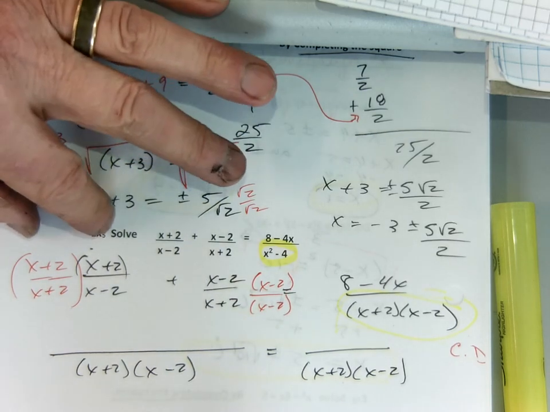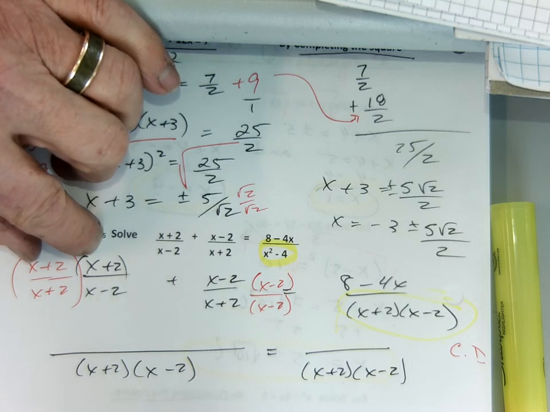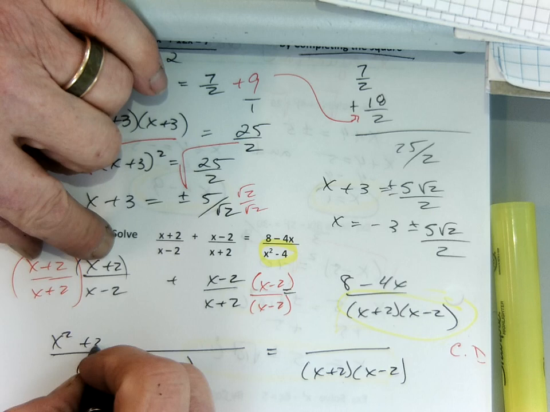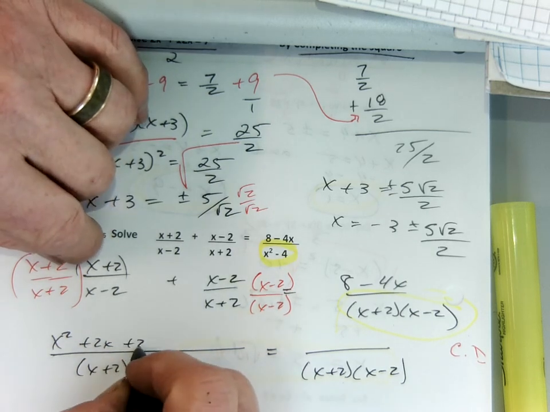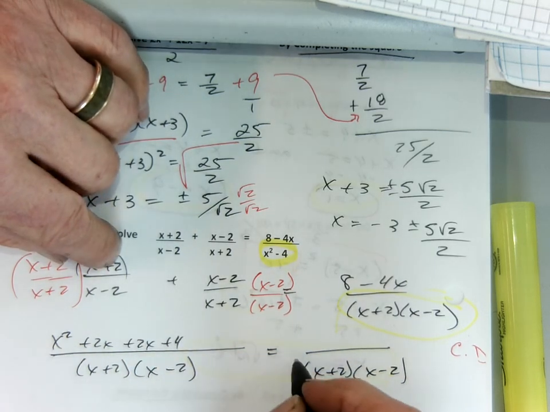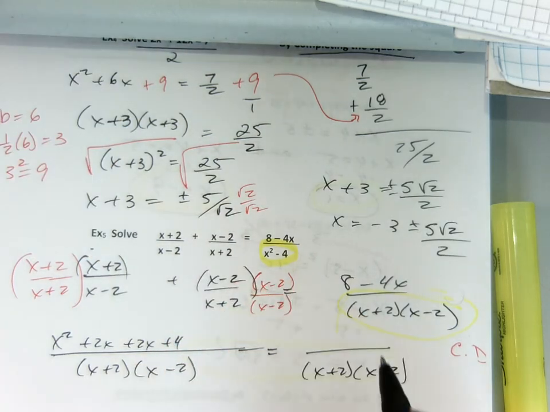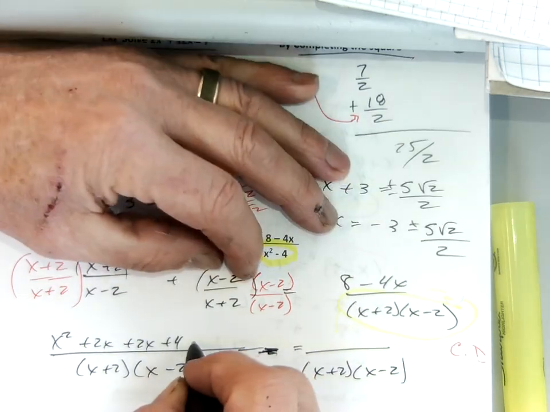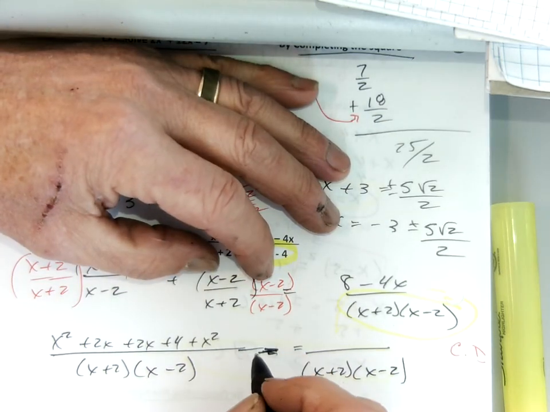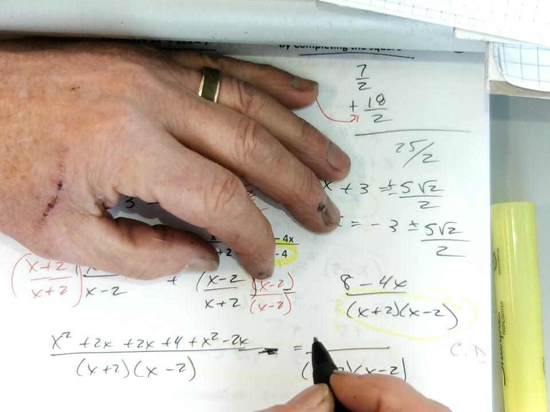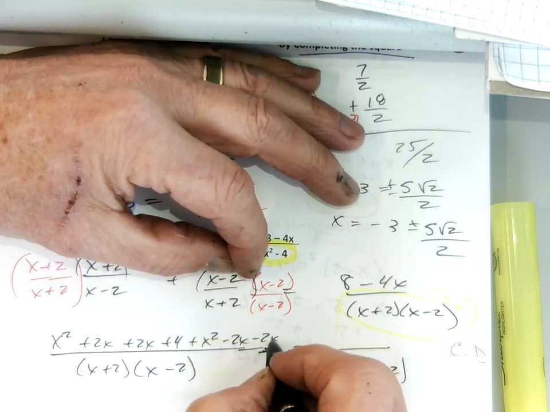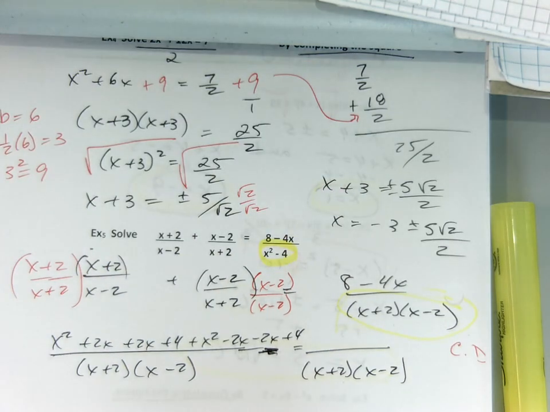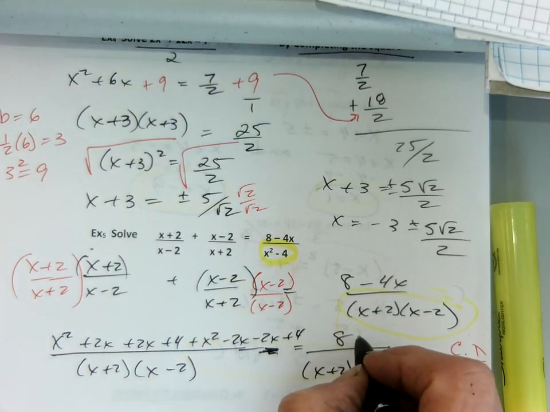So I'm going to work on the first fraction. I'm going to have to FOIL this out. X times x is x squared. X times 2 is a 2x. 2 times x is a 2x. 2 times 2 is a 4, okay? And I need to do the same thing on the second fraction. I'm running out of room, but I'll squeeze it in. So x times x is x squared. X times negative 2 is a negative 2x. Negative 2 times x, another negative 2x. Negative 2 times negative 2 is a positive 4, okay? And all that still equals an 8 minus 4x.